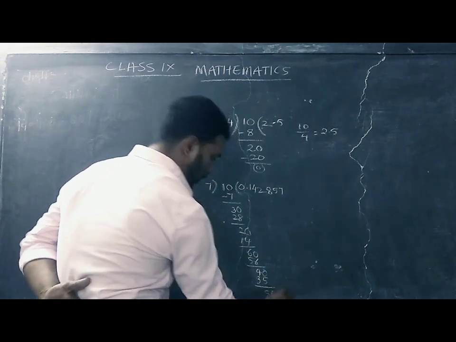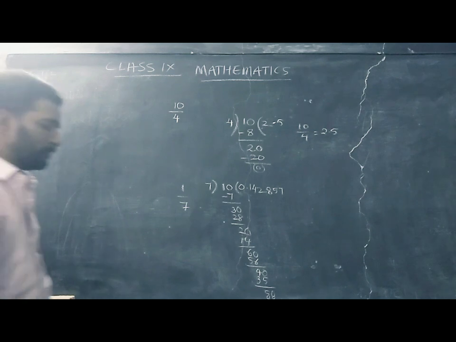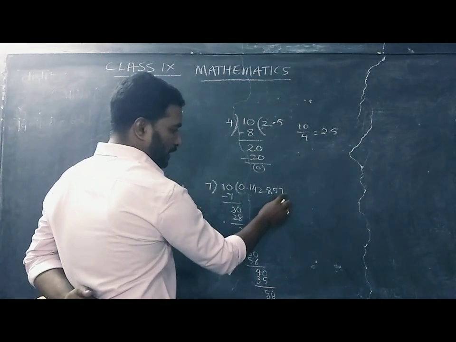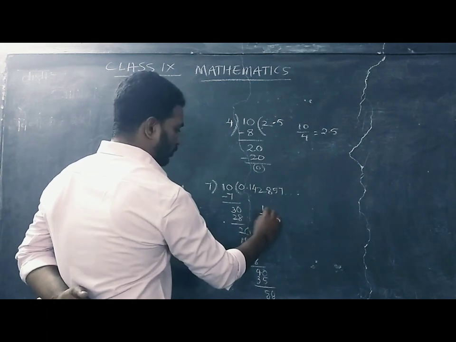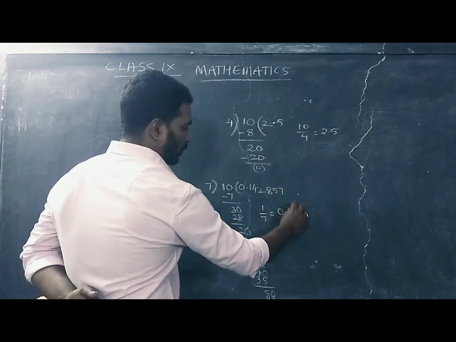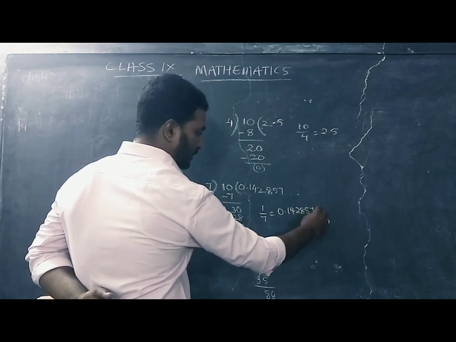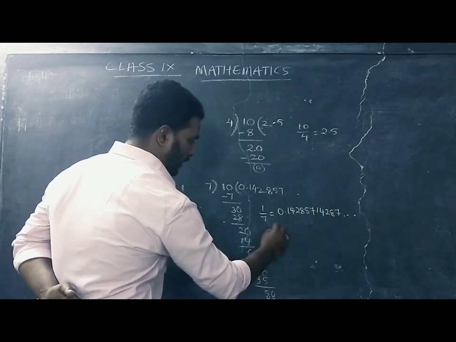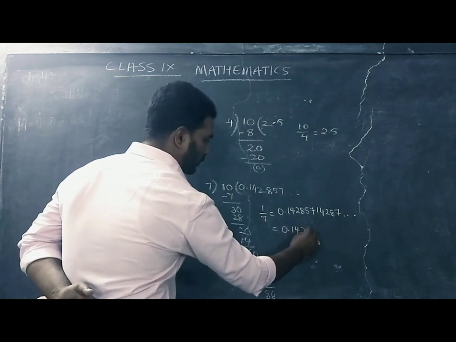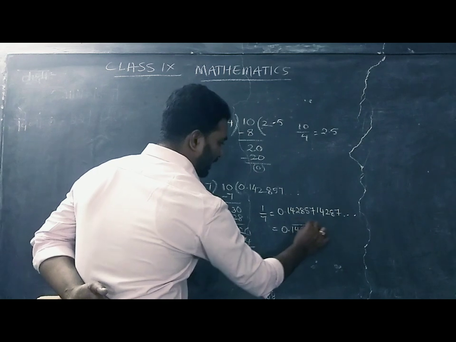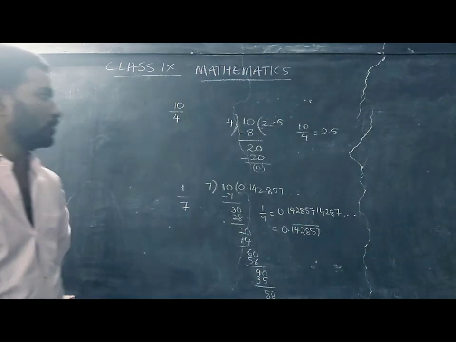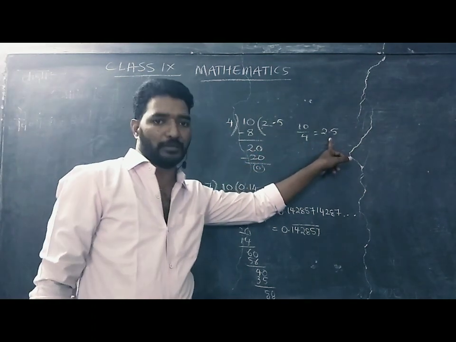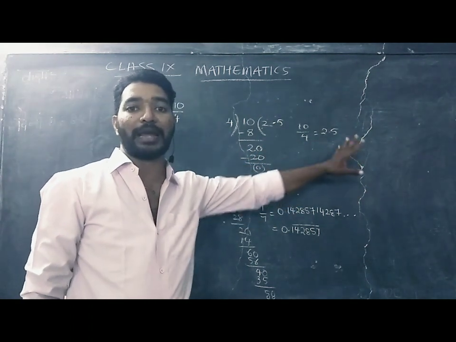Then 7 sevens are 49. How much are we getting? 10. So 10 again, nothing but 10 again. So automatically what do we get now? Repeated terms. The value of 1 by 7 is 0.142857, and 142857 will be repeated. So what can we write now? 0.142857 is repeated.